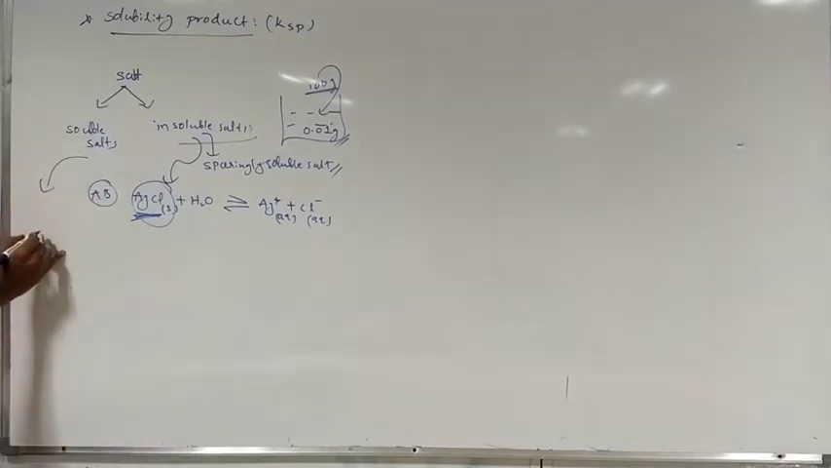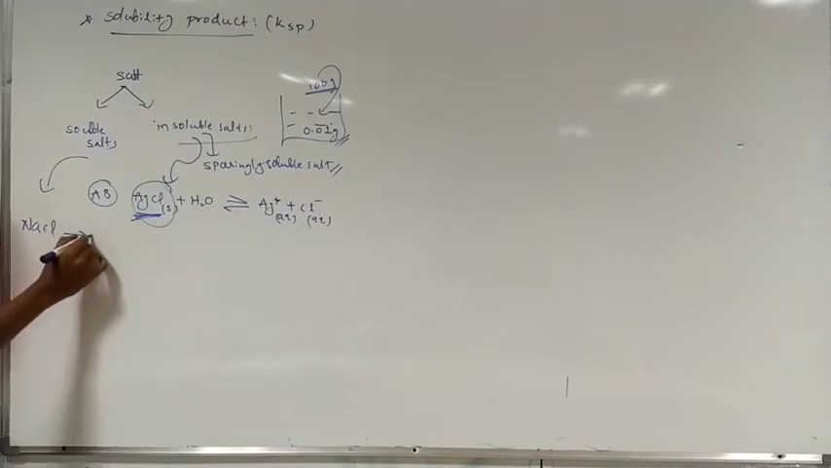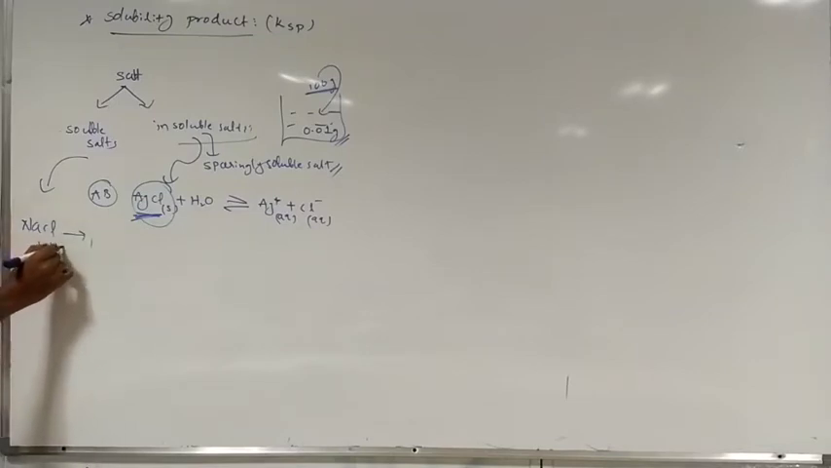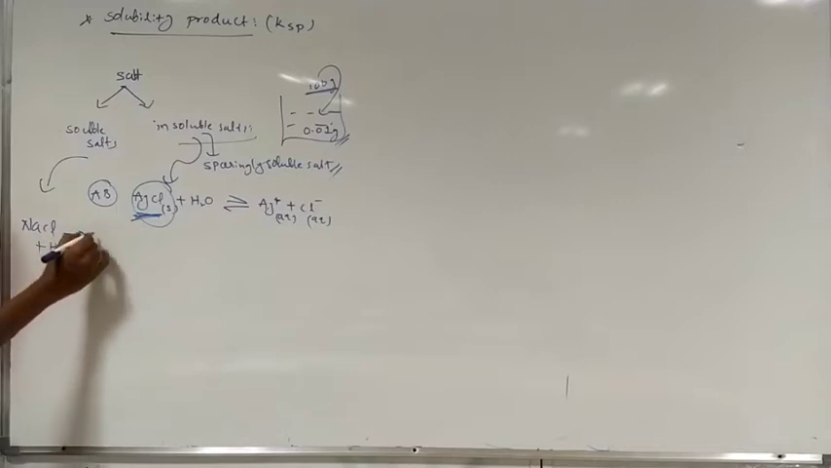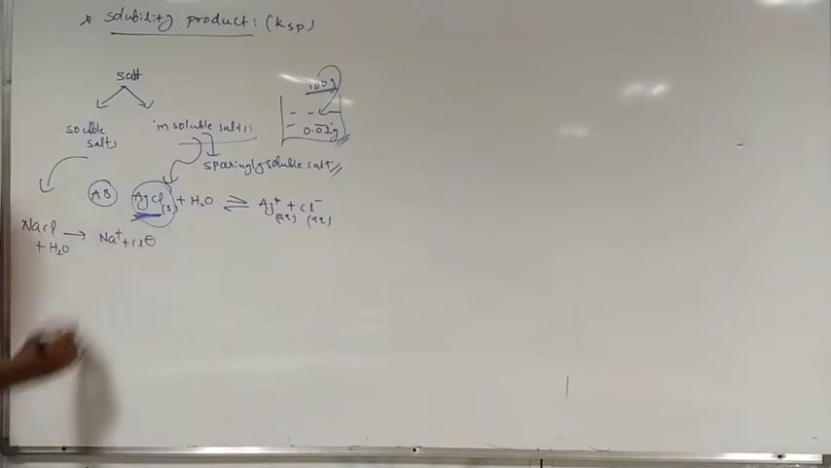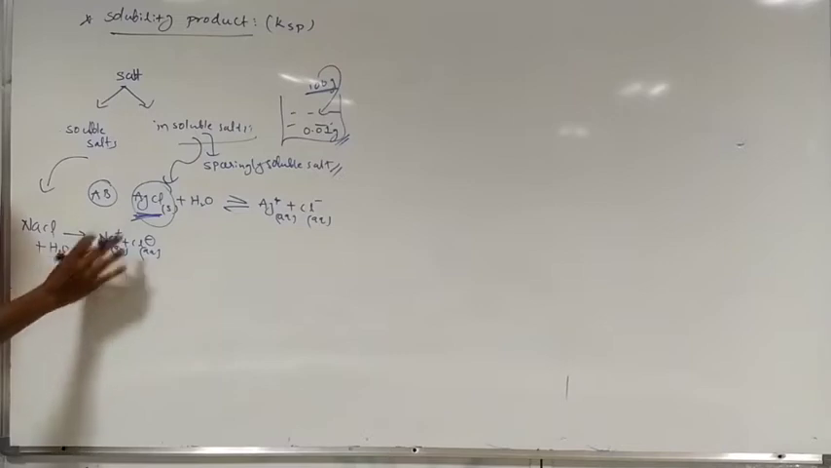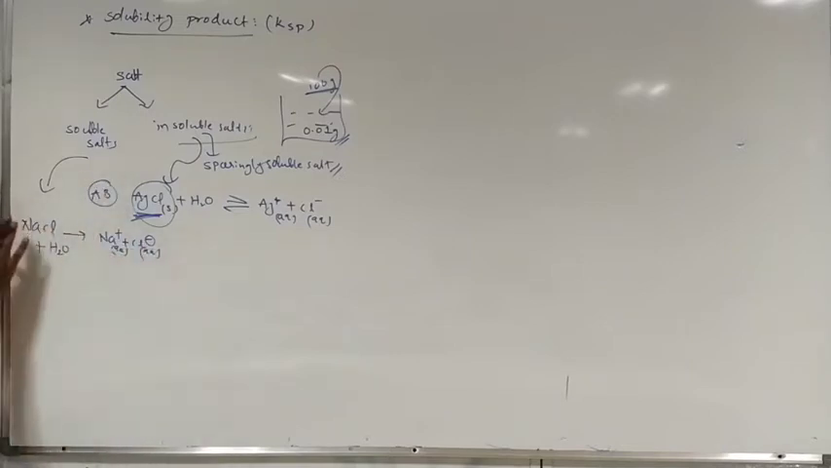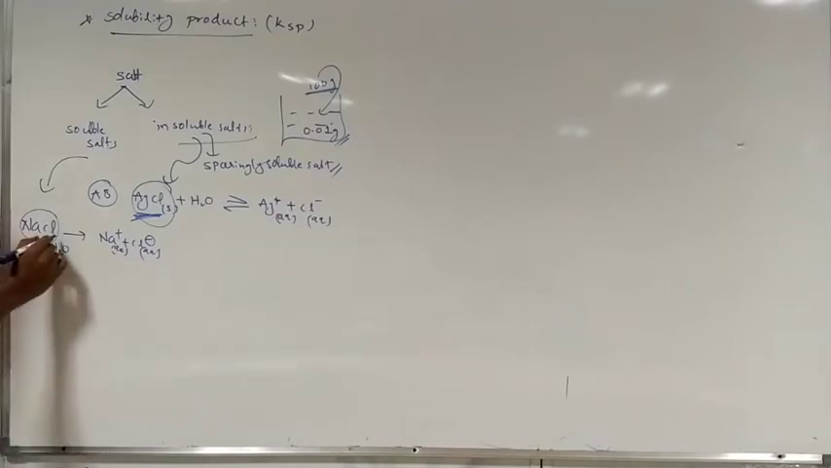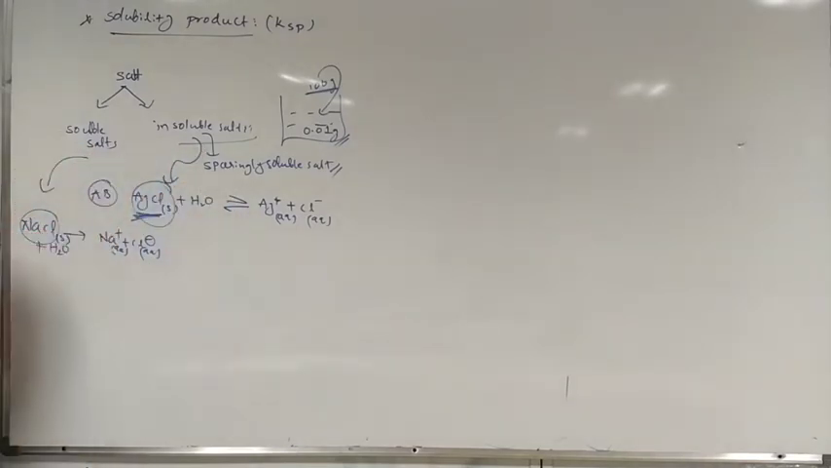But in the case of soluble salts, for example NaCl, NaCl dissolves in water and forms Na+ and Cl- ions in aqueous solution. But here the Na+ and Cl- never come back, and they do not form solid NaCl. This is the difference between soluble salts and insoluble or sparingly soluble salts.